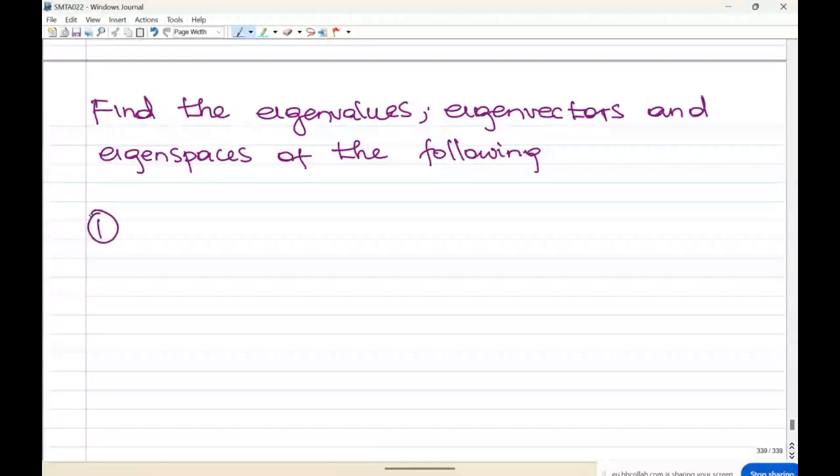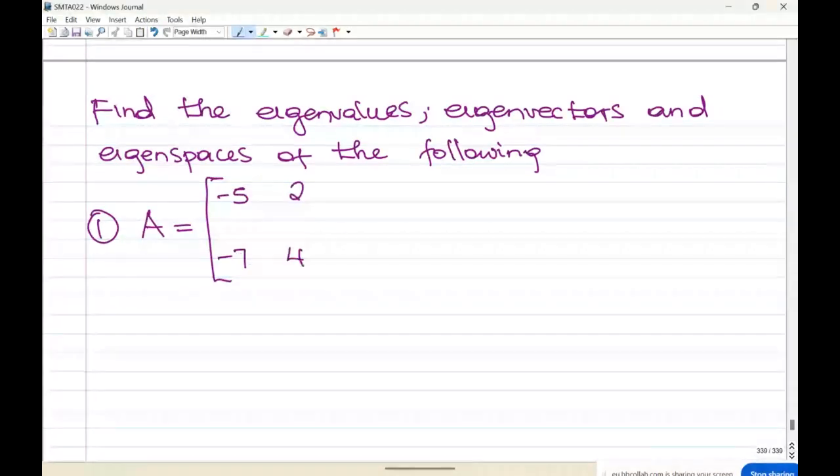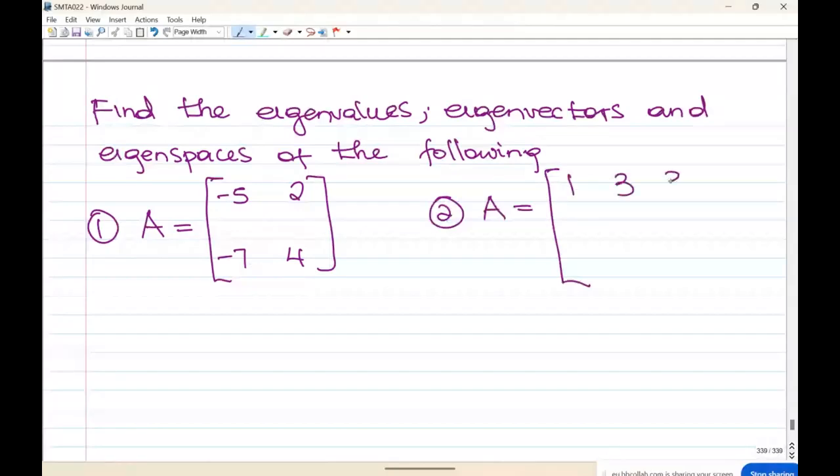Number one, it's not always that you are going to get a matrix A, colleagues. We can change this matrix A to be another letter: 2, and then minus 7, and then 4. And then in number 2, we have this A which equals 1, 3, 3, minus 3, and then minus 5, and then minus 3, and then 3, 3, and then 1.